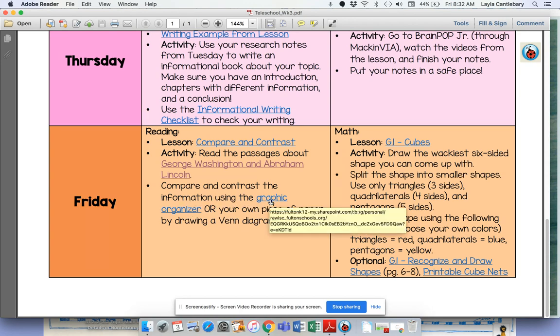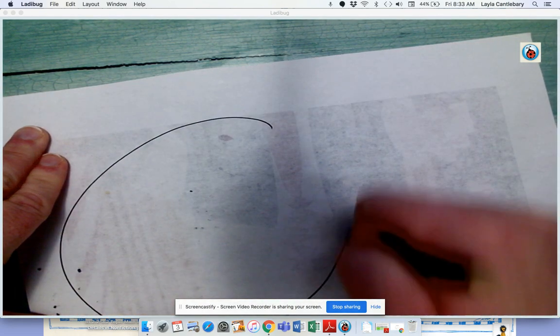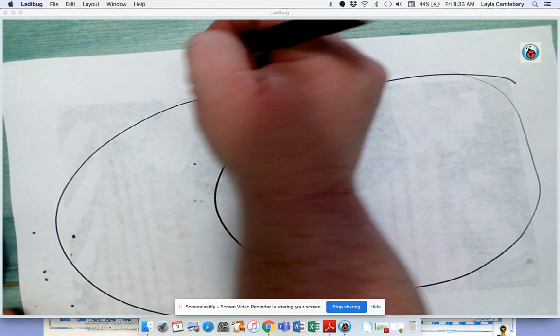So you can click here to get one that you can print if you have a printer, or you can just get your own piece of paper. So like this one, and you can make a Venn diagram. And to remind yourself what a Venn diagram is, it's those two circles that are connected. We did one last week, right?